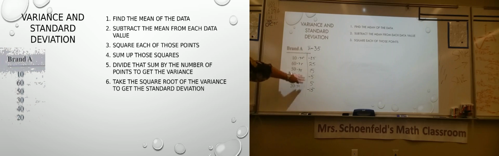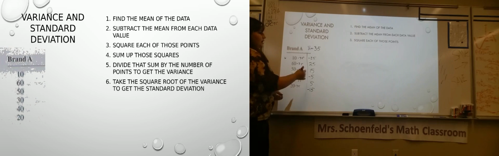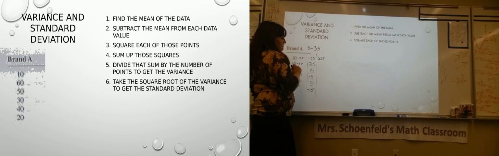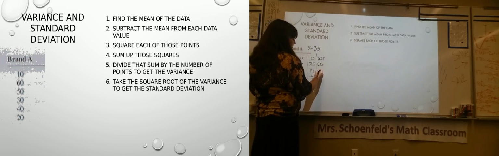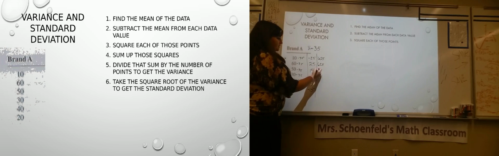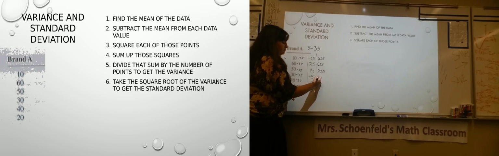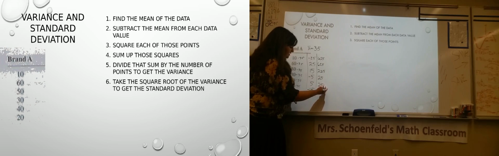Then we're going to square each of those numbers. So -25 squared is 625. All of these numbers are going to be positive. 25 is also 625. 15 is 225. -5 squared is positive 25. So all of these values are going to be positive. And another 15 is 225.